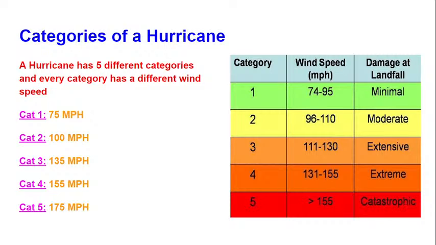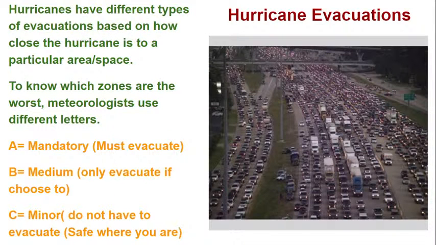Okay. So hurricanes have different types of evacuations based on how close the hurricane is to a particular area or space. To know which zones are the worst, meteorologists use different letters. A is for mandatory, which means you must evacuate. B is medium, which means only evacuate if you choose to. And C is minor. You don't have to evacuate, you are safe where you are.